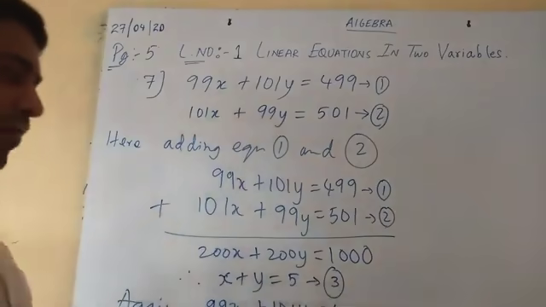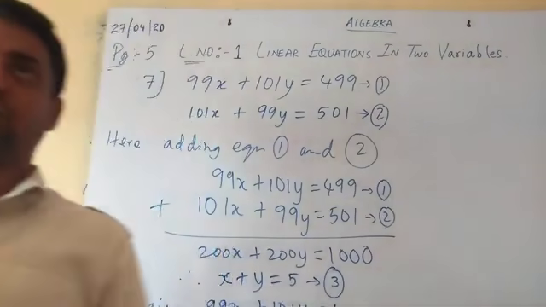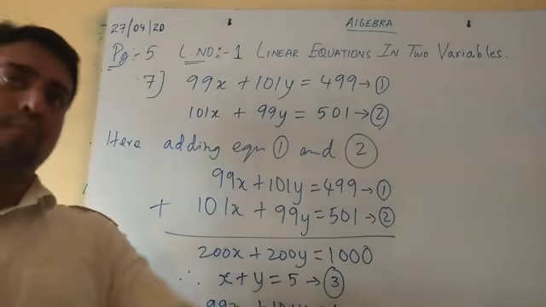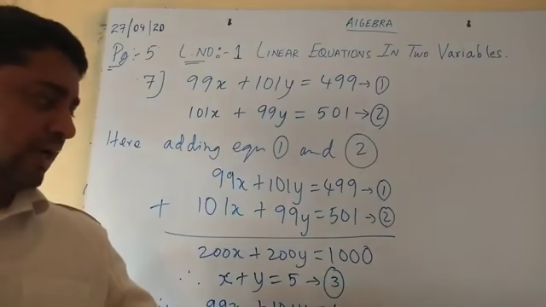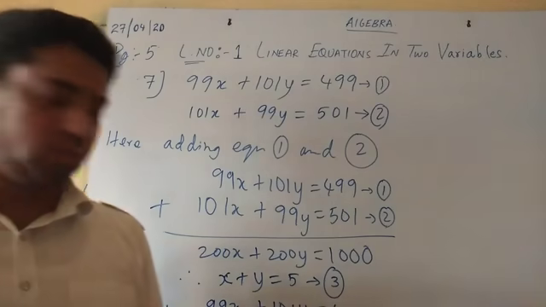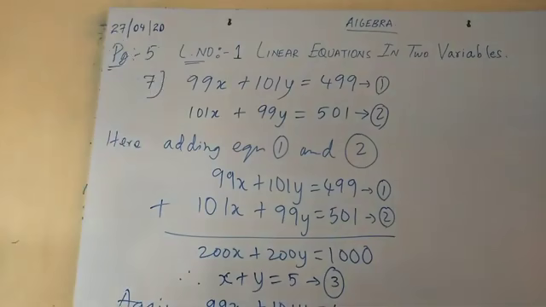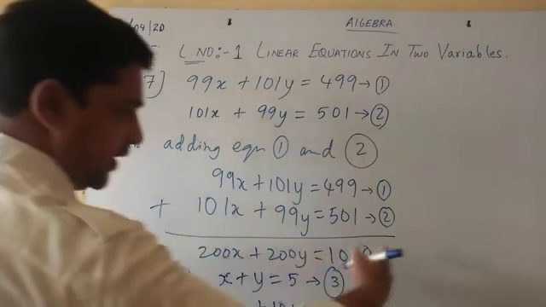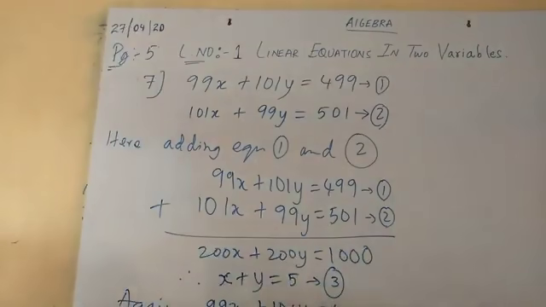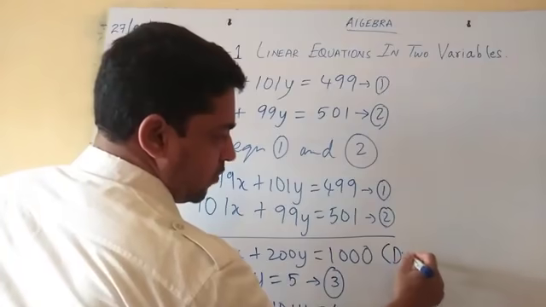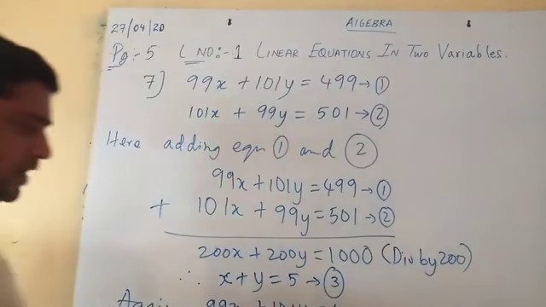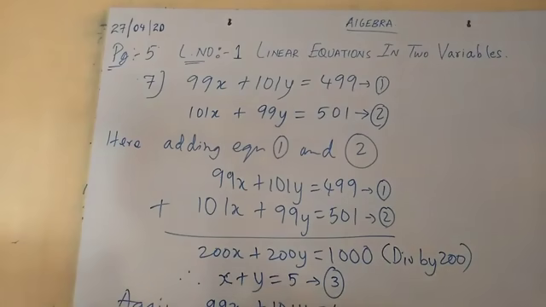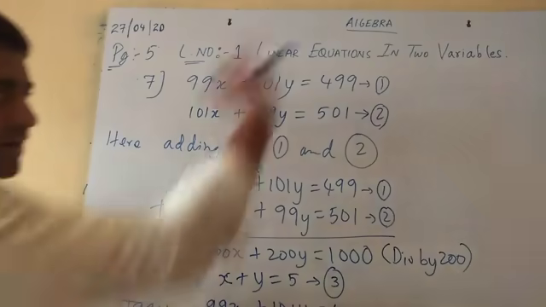499 minus 501. From 499 you cannot subtract 501, but if you are subtracting, you will get a negative integer. So 499 minus 501 is minus 2. This can again be divided by 2. Like here we divided by 200, you can write it here. Later on you might forget dividing by 200. So here I'll divide by 2. So I'll write it that side.